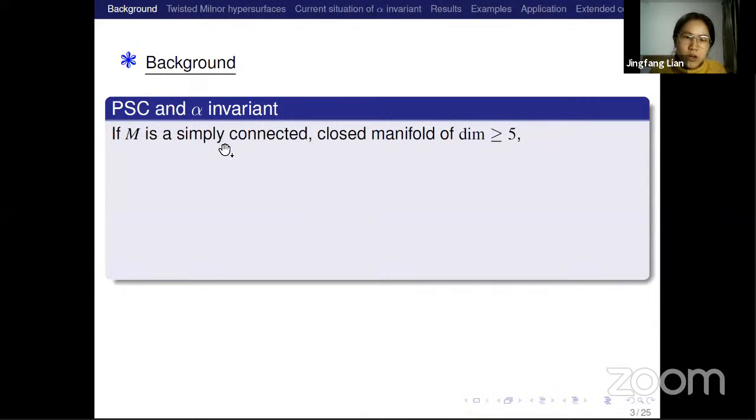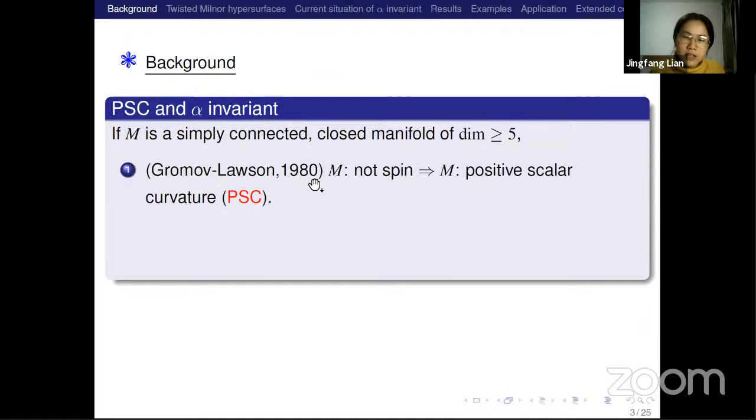If a manifold is simply connected, closed, and of dimension less than 5, in the 1980s Gromov and Lawson gave a result that if M is not spin, then this manifold carries a metric of positive scalar curvature, which we here denote PSC.